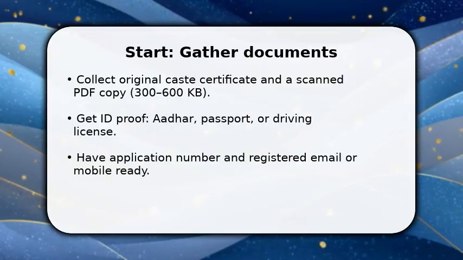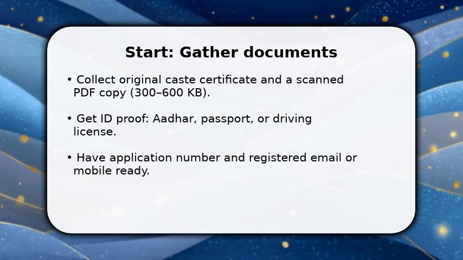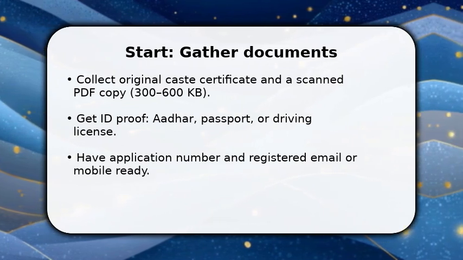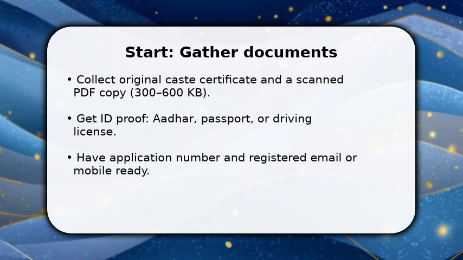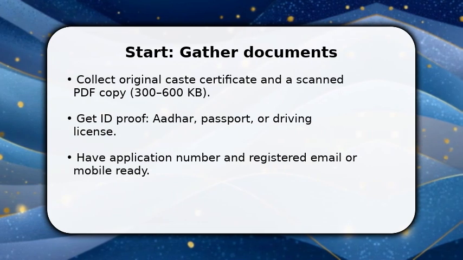You begin by locating the required documents. This saves wasted steps later. Once you have the original Caste certificate and a clear scanned PDF, log into the SLST portal with your application number and mobile. Make sure your registered email is active for OTPs.